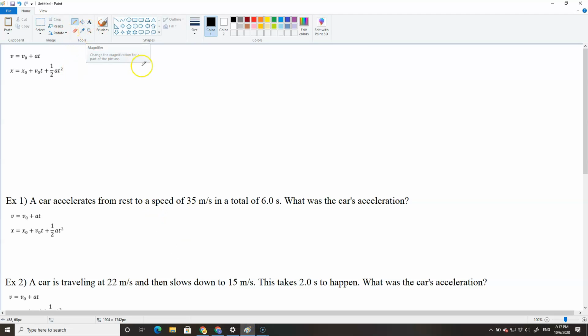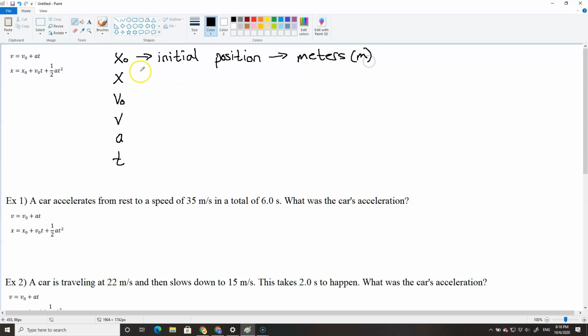So I'm going to start with defining some of these variables for you. There are a total of 6 that you'll see: x naught, x, v naught, v, a, and t. X naught is known as the initial position, and the initial position is given in the unit of meters, abbreviated with an m. X is the final position, but ultimately nobody really cares about the initial and final positions. More often than not, it is actually better to look at delta x.